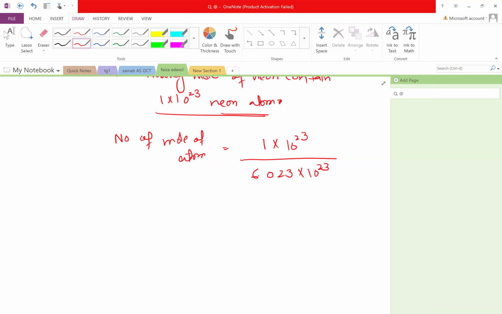What is the answer? 0.166. Okay, 0.167. Now I'm changing the question because three types of questions basically come from this. You just have to memorize this formula.